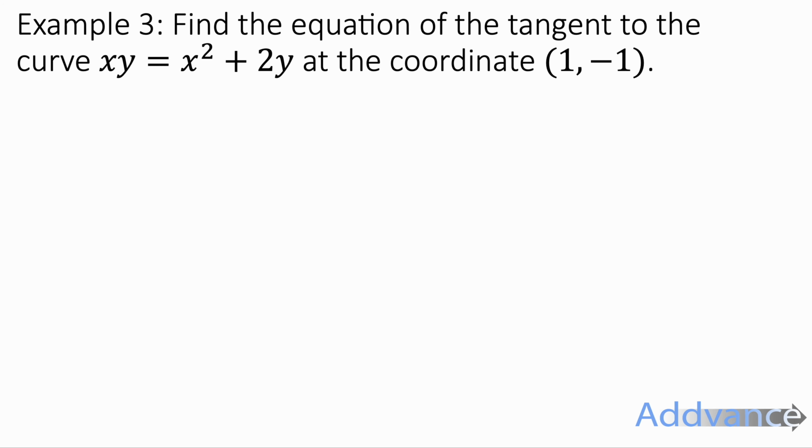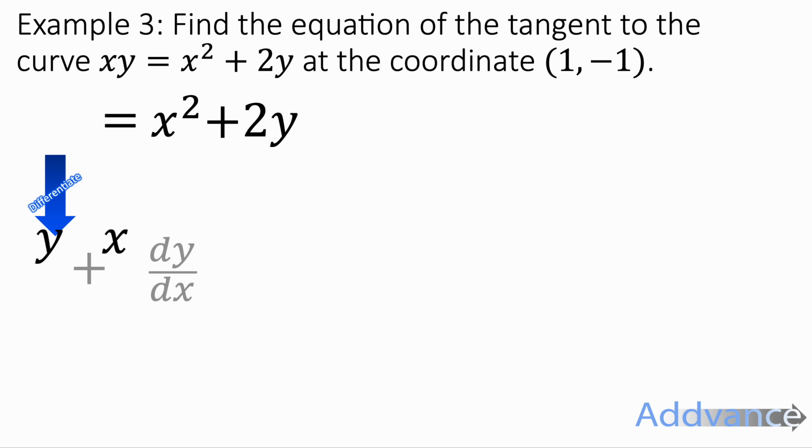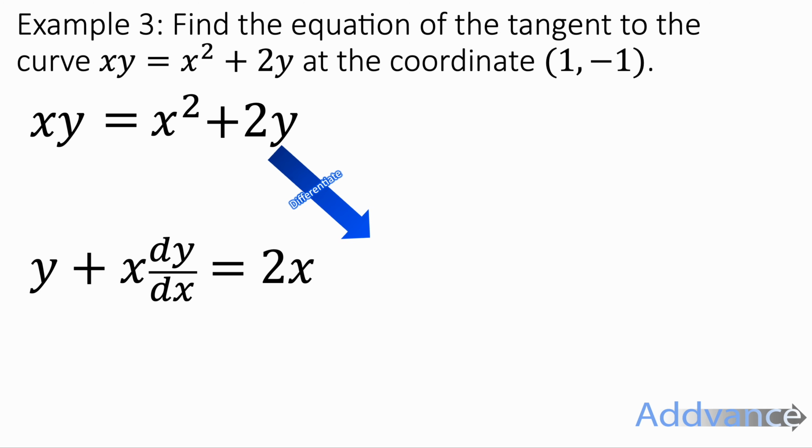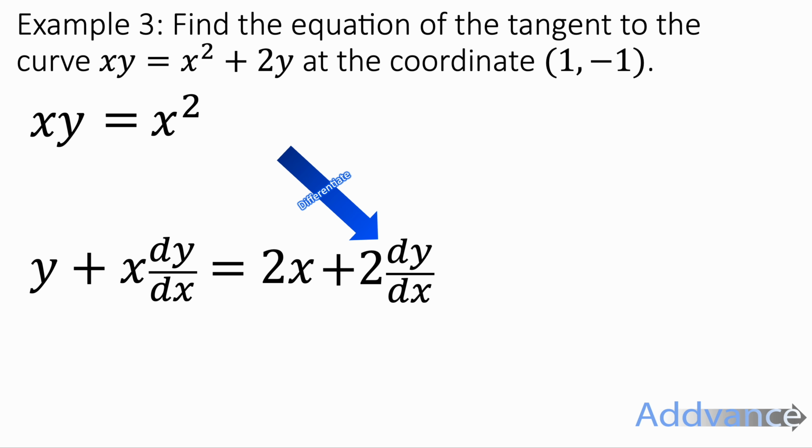Question 3, this is where we're going to apply it to a real example. So we're going to find an equation for the tangent of the curve xy equals x squared plus 2y at the coordinate (1, minus 1). Okay, so we're going to differentiate this. The xy differentiates to y plus x dy over dx. The x squared differentiates to 2x, and the 2y differentiates to dy over dx.